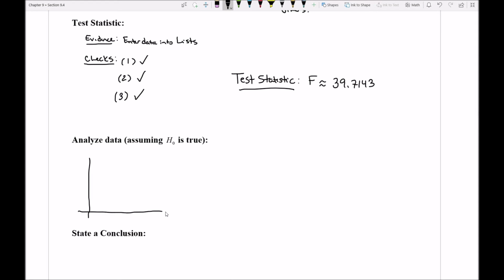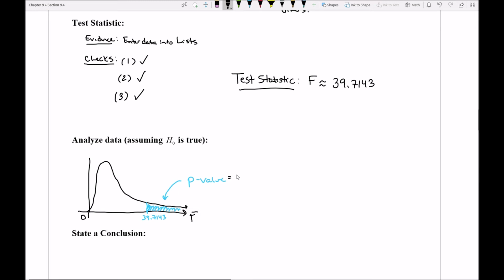So I'm going to draw out a nice F distribution. Remember, it looks like this and has a big tail over on the side. Now, I know that my value is at 39, and over here is where the origin would be, so that's going to be 0. So my value of 39.7143 is way, way out here somewhere. And remember that this is always going to be a right-tailed test. So this here is going to represent my p-value.